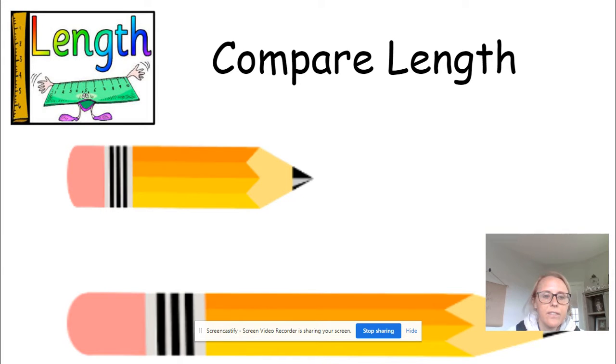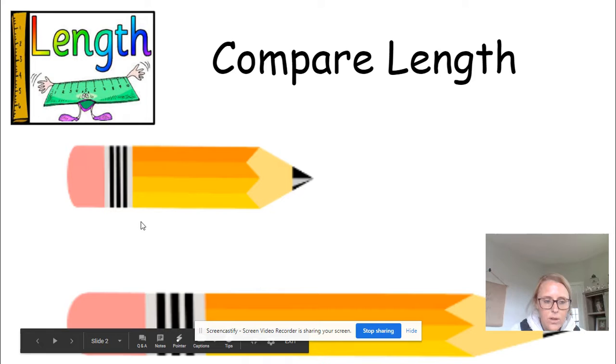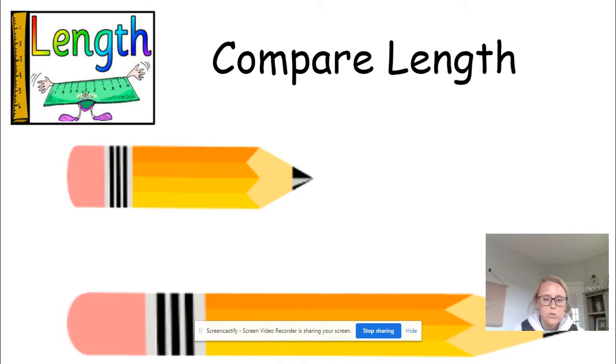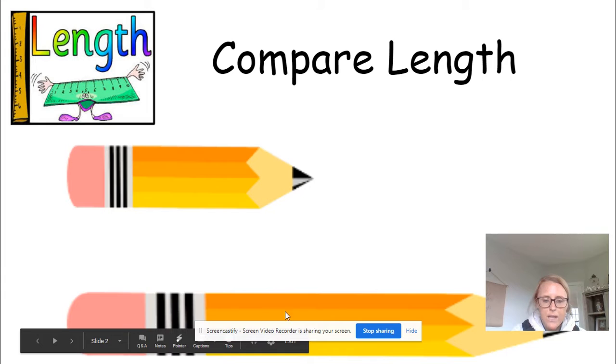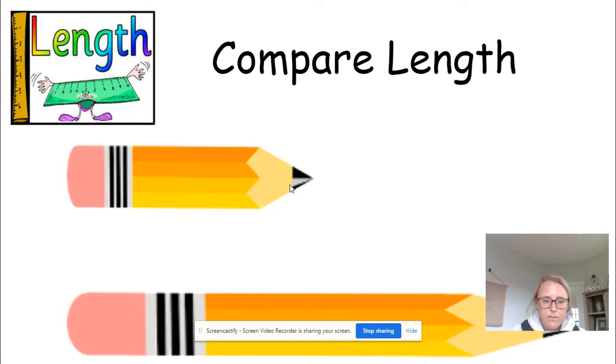When we compare length of two objects, we want to find out which object is longer or which object is shorter. In this picture, you can see I have two pencils. Both of the pencils are lined up at the same point. We want to look to see which pencil is longer or which pencil is shorter. When you're looking at the screen, I bet you can easily see which one is longer, and that would be this bottom pencil. You can see it takes up much more space than this pencil on the top. The top pencil is shorter.